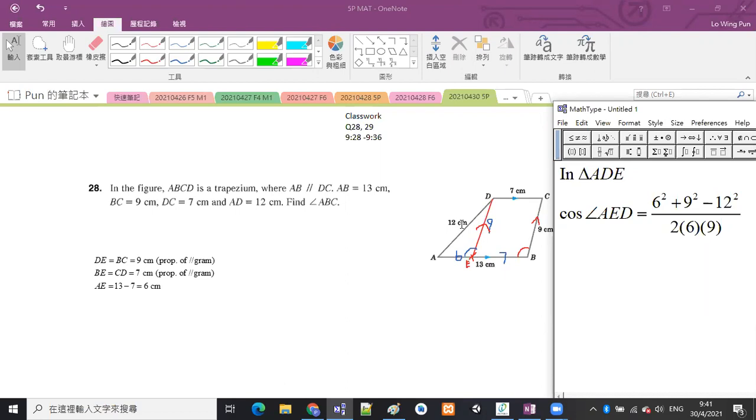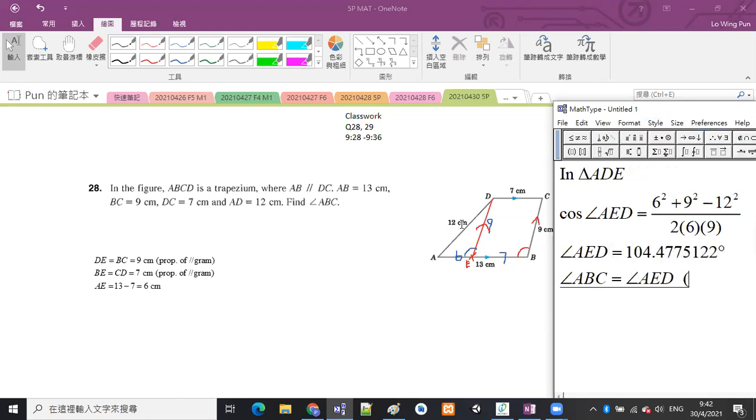The right hand side is a pure number, so you may use the calculator. 6 square plus 9 square minus 12 square. Enter. Divided by bracket 2 times 6 times 9. And then shift cosine answer. And you'll find that angle AED is 104.4775122 degrees. And angle ABC, the required angle, will be just equal to angle AED.